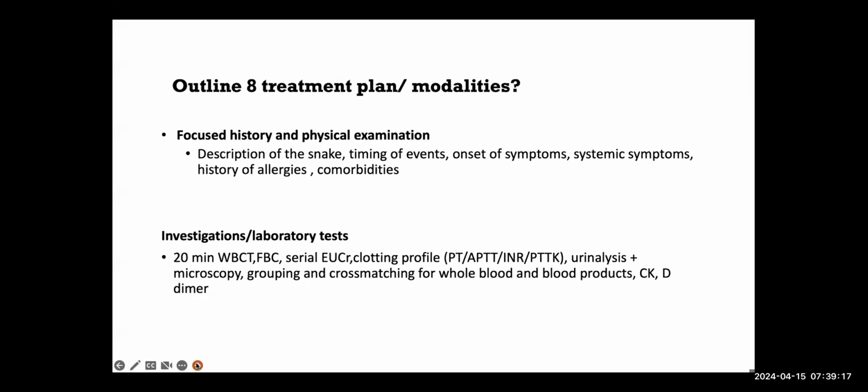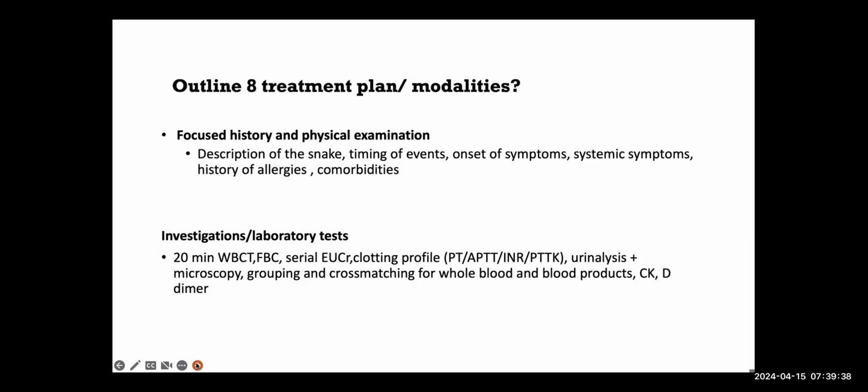Then you have to get a focused history. What do you want from this history? You want the description of the snake, because that will help you also to know your antivenom that you're going to use. The timing of the event: when did it happen? Did it happen yesterday? Did it happen 2 hours before the patient presented to the accident and emergency? So it can help you in the evaluation of the patient. You like to take then onset of symptoms.